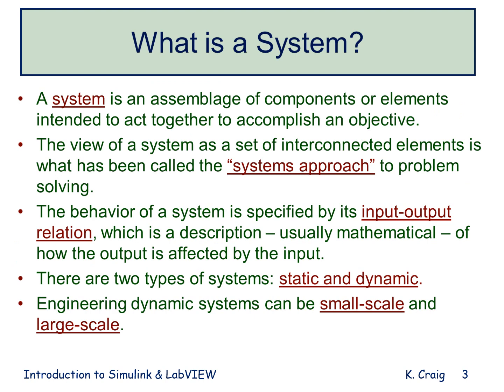First, let's answer the question, what is a system? A system is an assemblage of components or elements intended to act together to accomplish an objective. The view of a system as a set of interconnected elements is what has been called the systems approach to problem solving. The behavior of a system is specified by its input-output relation, which is a description, usually mathematical, of how the output is affected by the input.